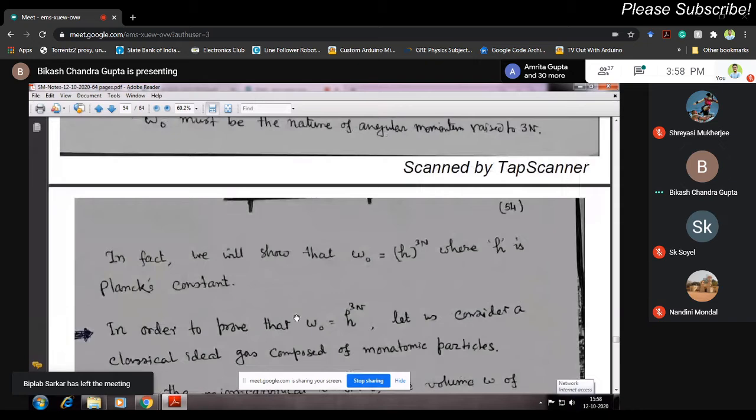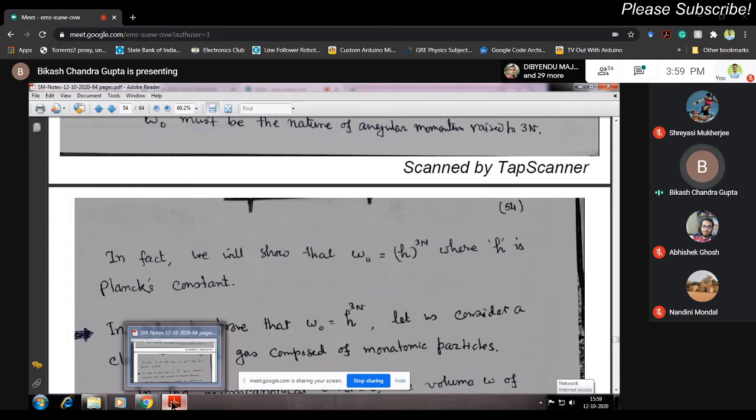In fact, we will show that, and I'm sure all of you are quite aware that for n particles in 3 dimensions, omega naught is h to the power 3n, where h is the Planck constant. But even though it is well known to you, we'll still prove that for n particles in 3D, one microstate corresponds to a volume omega naught, which is h to the power 3n. Now, what is the dimension of h? Monojit?